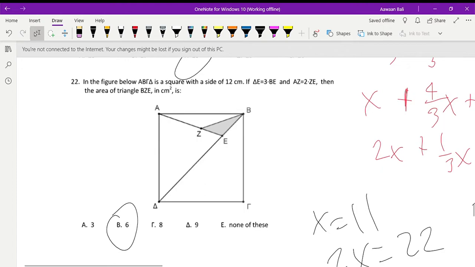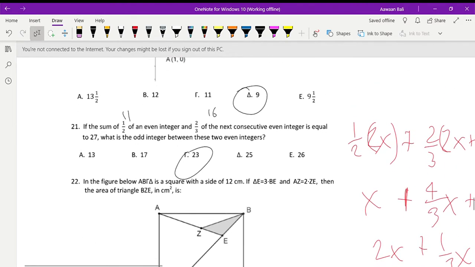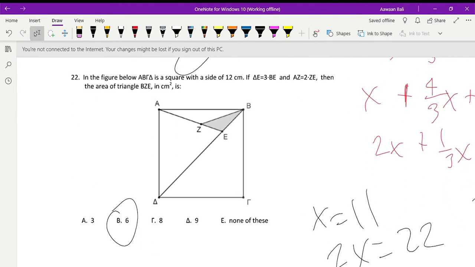Easy. Now, question number 22. In the figure below, alpha, beta, gamma, delta is a square with a side of 12 centimeters. If delta eta is equal to 3 times beta eta and alpha zeta is equal to 2 times zeta eta, then the area of the triangle beta zeta eta in centimeters squared is what?